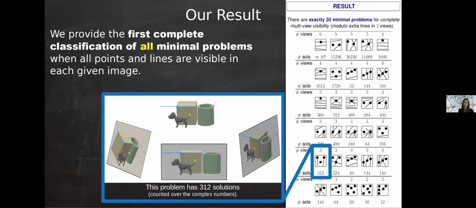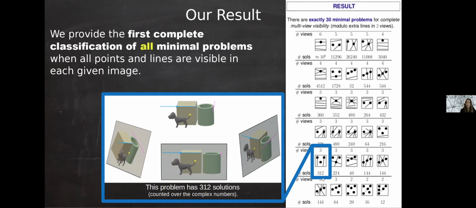Let me show you also another example. Here we have a reconstruction problem with 3 images. That's why there's the number 3 here. The icon shows again what each picture sees. In this case, that is 3 points, and 2 of them have a line attached. So this is also what we see in the example. Here's a 3D scene, and then we have 3 pictures. Every picture shows a yellow point at the tail of the dog, a blue point at a corner of the cube, together with a blue line along one of its edges. And then there's also a pink point at the cylinder, together with a pink tangent line. And so this reconstruction problem has 312 solutions, as we also see in the table.